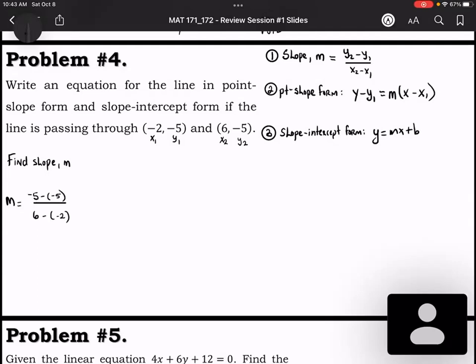And we just simplify. Anybody know what -5 minus -5 is? 0. Yeah, that's going to be 0. One way of showing it is saying that we have -5 plus 5, so that would give us 0 on the top. What about the bottom? What is 6 minus -2? 8, right? Because you can rewrite the bottom as 6 plus 2. All right, so what's 0 divided by 8?